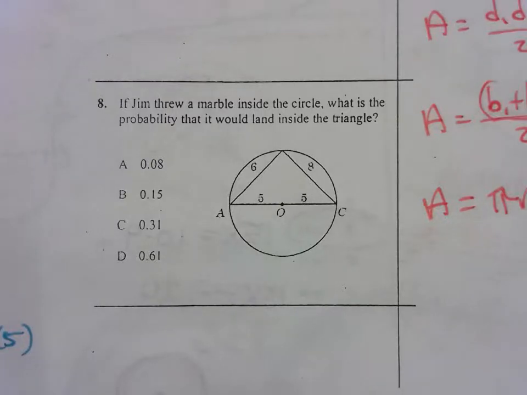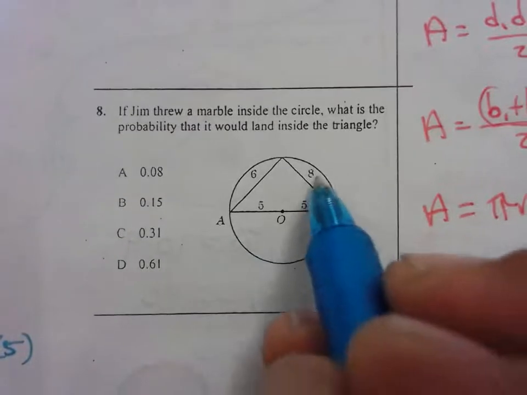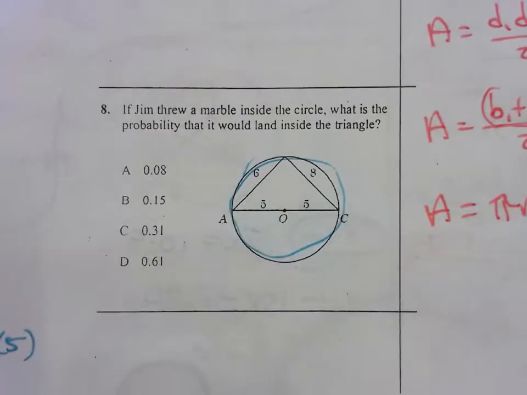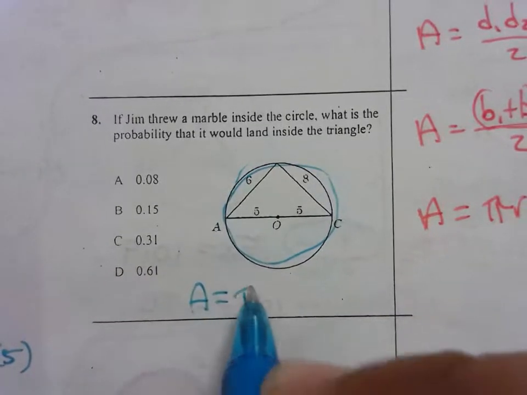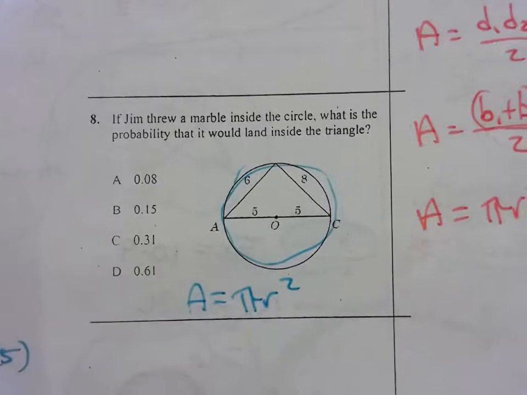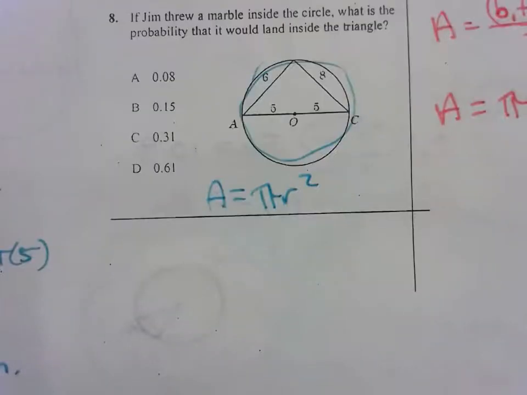Geometric probability, you're trying to find the probability that it would land inside the triangle. So your total area is the circle. It's definitely going to land somewhere inside the circle, so you have to find the area of the circle, which is pi r squared. Your radius is 5.